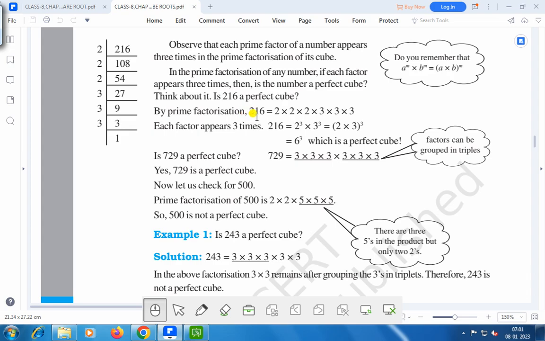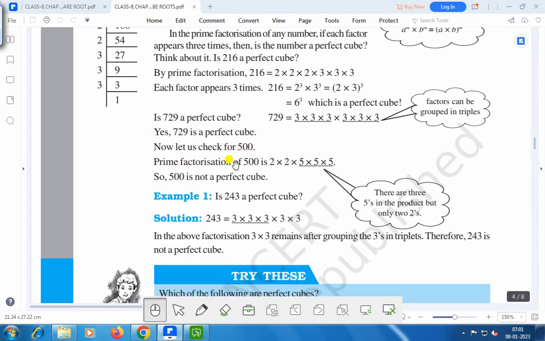By prime factorization method, 216 is 2 into 2 into 2 into 3 into 3 into 3. Each factor appears 3 times. Therefore, 216 equals 2 cube into 3 cube, or (2 into 3) to the power cube, or 6 to the power cube, which is a perfect cube. Is 729 a perfect cube? 729 is 3 into 3 into 3 into 3 into 3 into 3. Yes, 729 is a perfect cube.